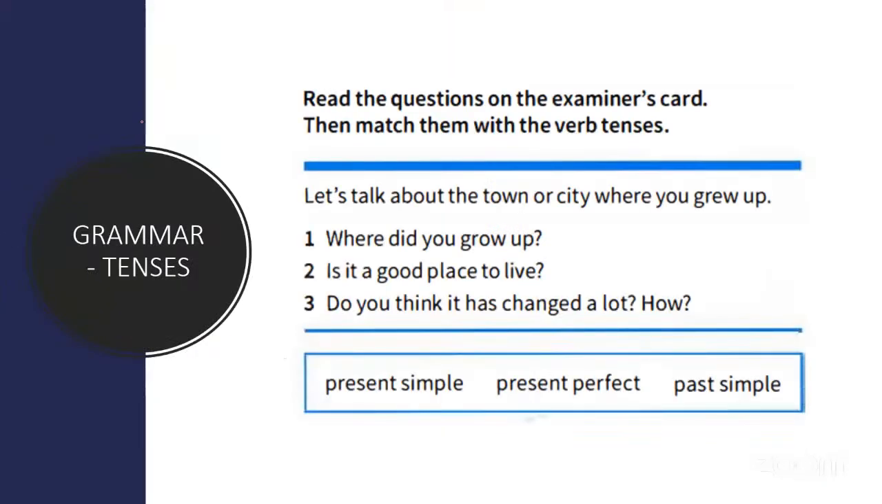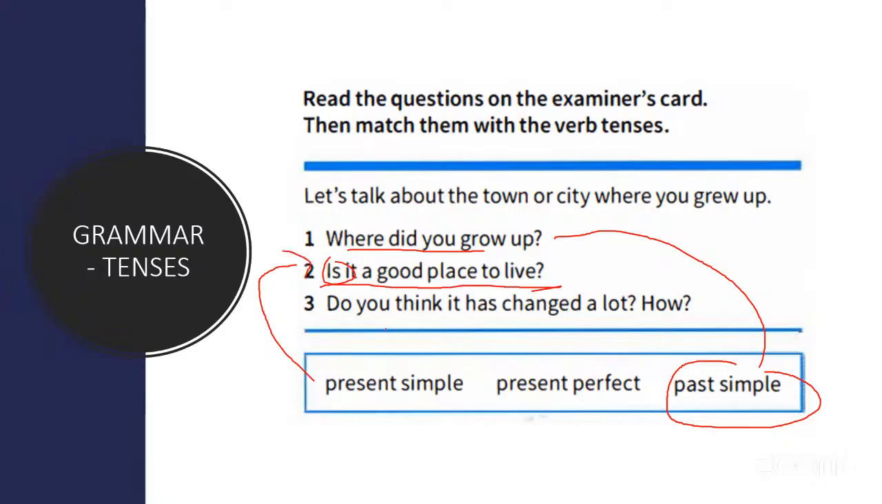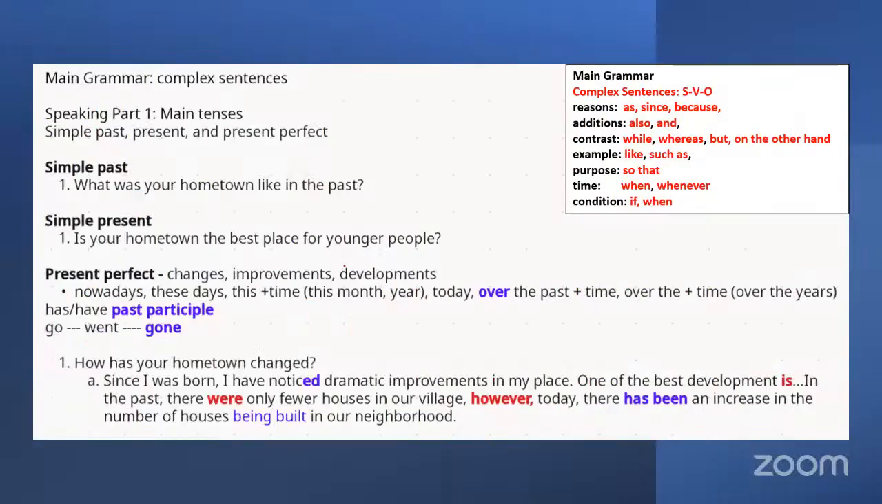So again, that's it for tenses. Here, for example, let's talk about your town or city where you grew up. Where did you grow up? This is simple past. Is it a good place to live? That's present simple. Do you think it has changed a lot? How? That's present perfect. So you're being asked about the changes of your hometown, so present perfect.